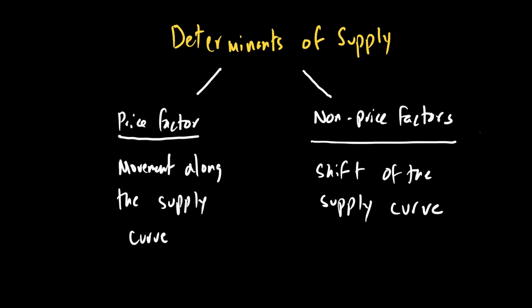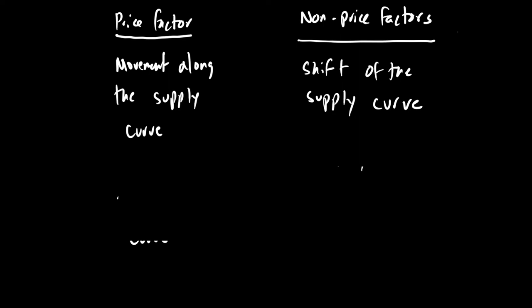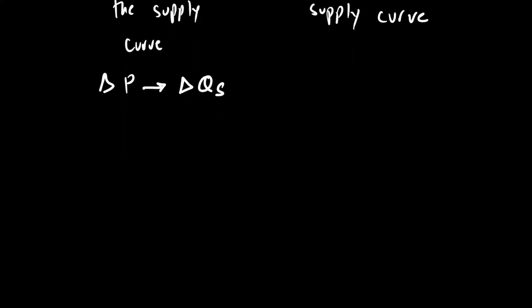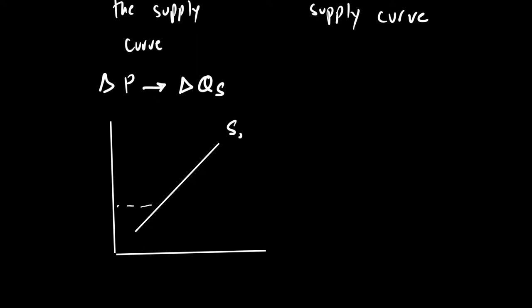So when we look at the movement along the supply curve, we know that if there is a change in price, this will result in a change in quantity supplied. We've been discussing this, that if you draw a supply curve, whenever there's a change in price, you will see a change in quantity supplied, which means we are moving from one point on the supply curve to another point on the supply curve. So this is what we call a change in quantity supplied.